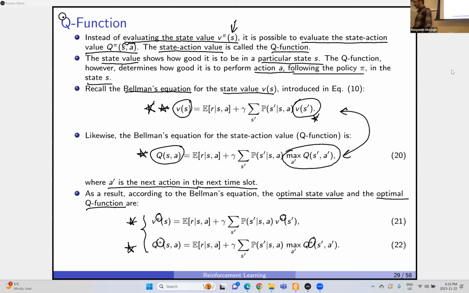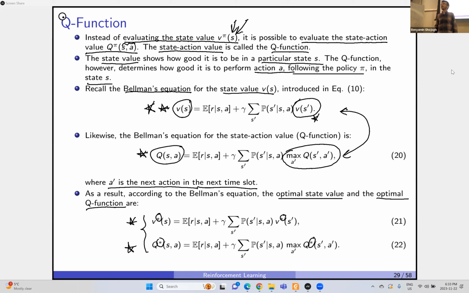What is the difference between value and Q? The value V is only a function of state, but Q function is a function of both state and action. In other words, value V says what is the best reward that I can get in this state, right? But Q function doesn't say the best reward. It says in this state, if you do this action, what is the reward? So all of these have the essence of reward: reward, value, and Q function.